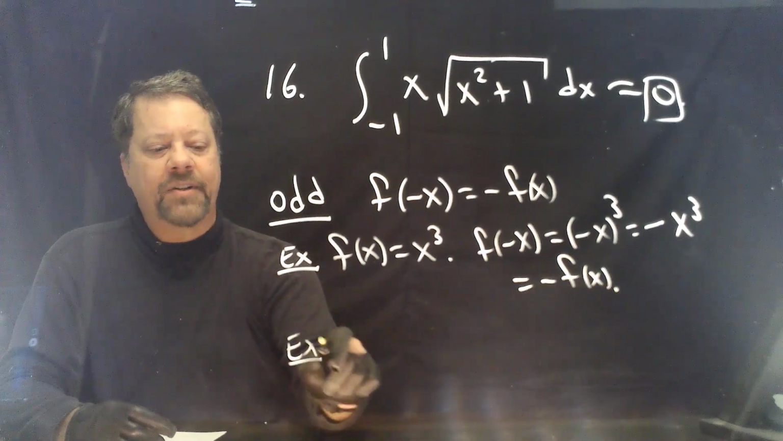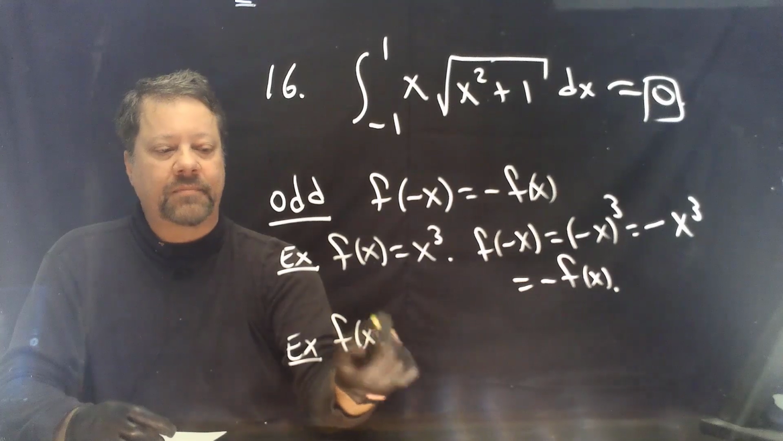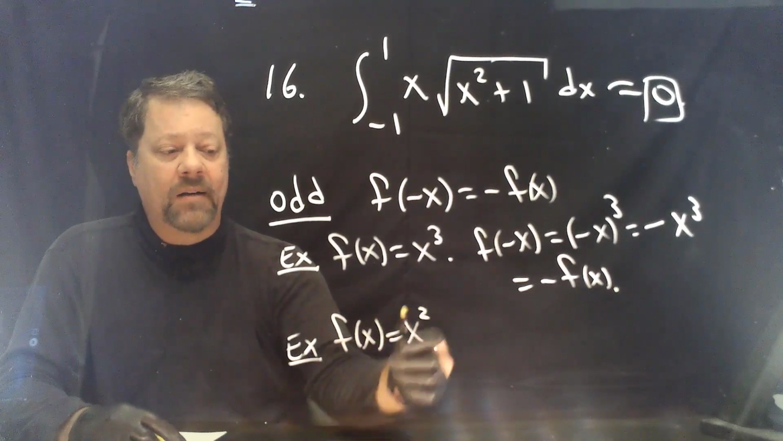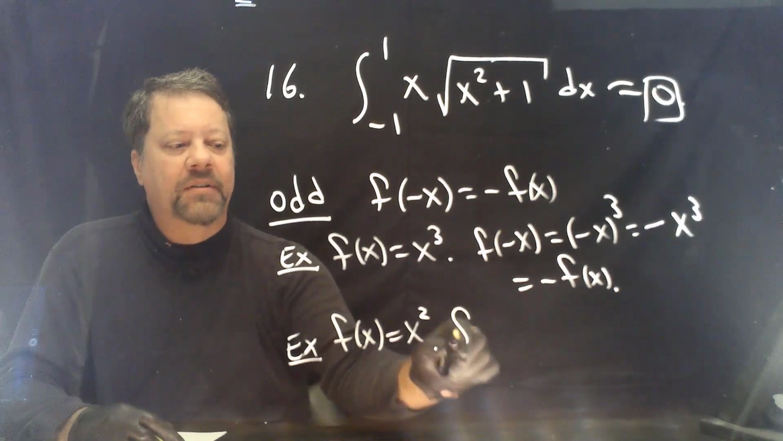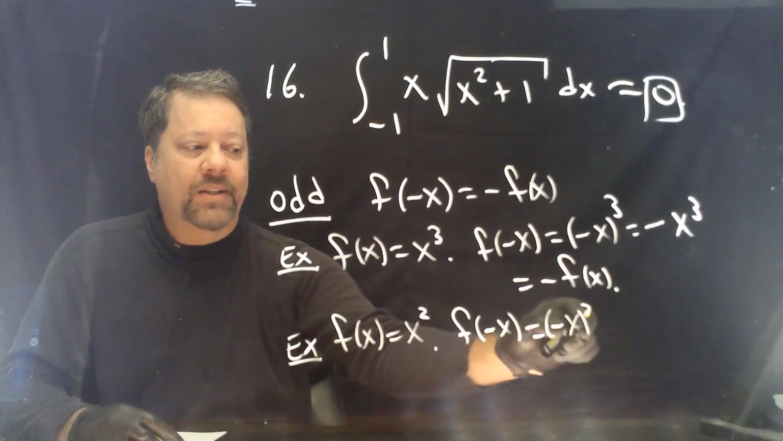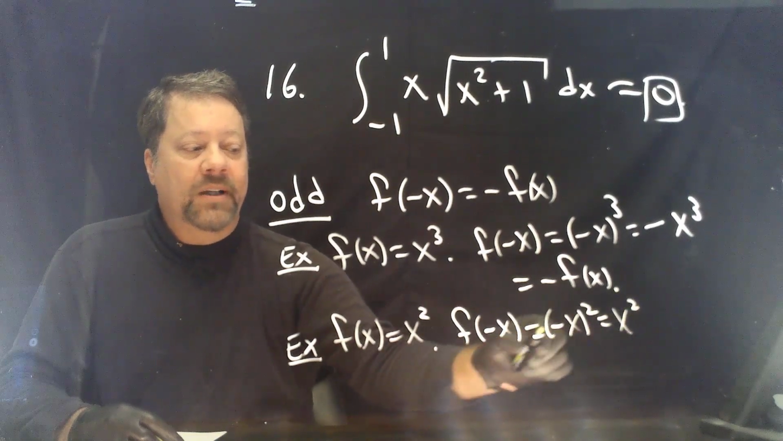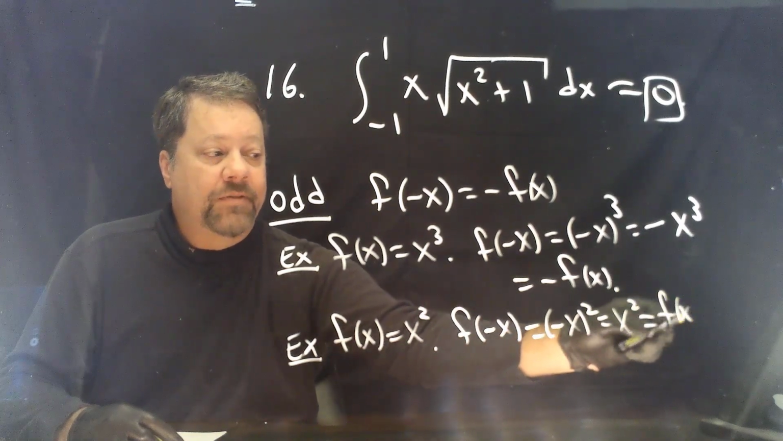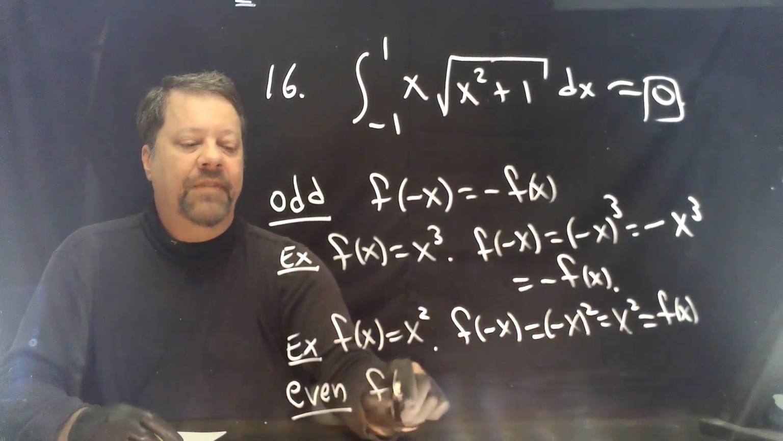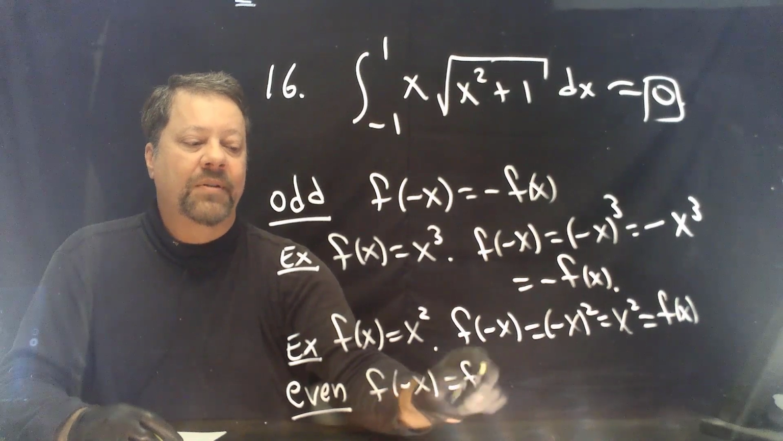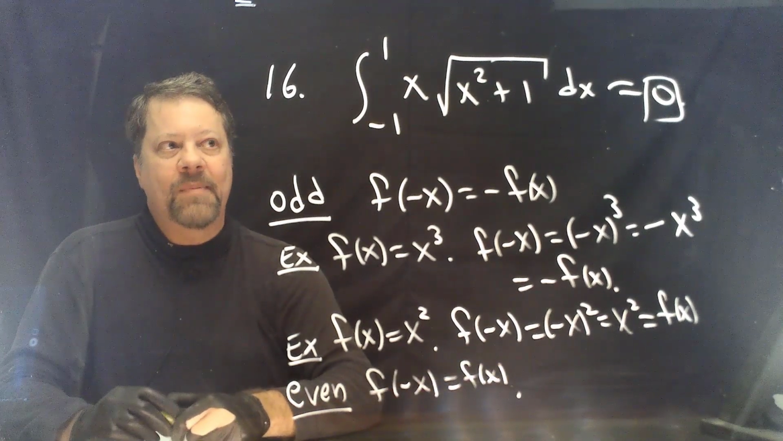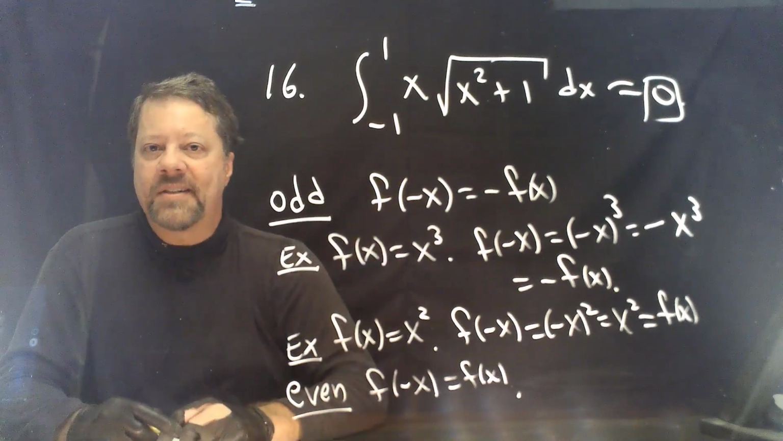An example of a function that's even would be f of x equals x squared. Notice the even exponent. In which case f of negative x will be negative x quantity squared. The square gets rid of the negative, and so you end up with the original function. So a function is even if f of negative x equals f of x. So you may be wondering, why is this integrand odd?